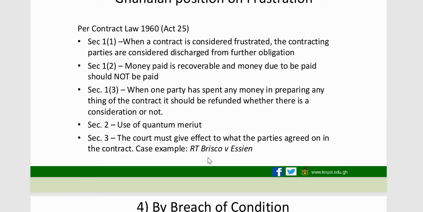Money paid is recoverable, and money due to be paid should not be paid. So what I'm saying is that now the place is no more. So I'm not going to pay you, right? Or if I had already paid you for a certain hall or a place to use, but the place is no more, it means what you are supposed to do is refund the money to me. Okay, that is why we are saying money paid is recoverable, because if I pay the money, you need to refund me.